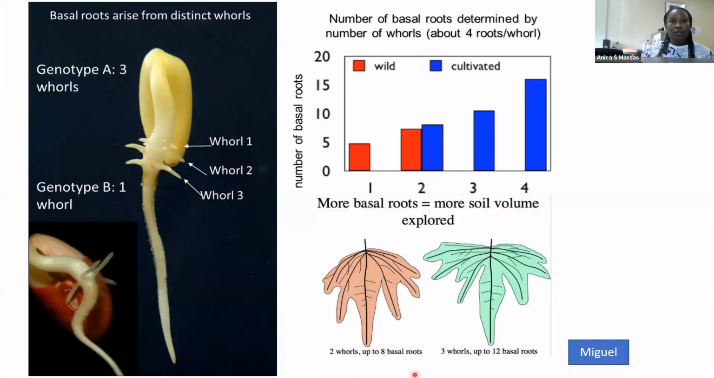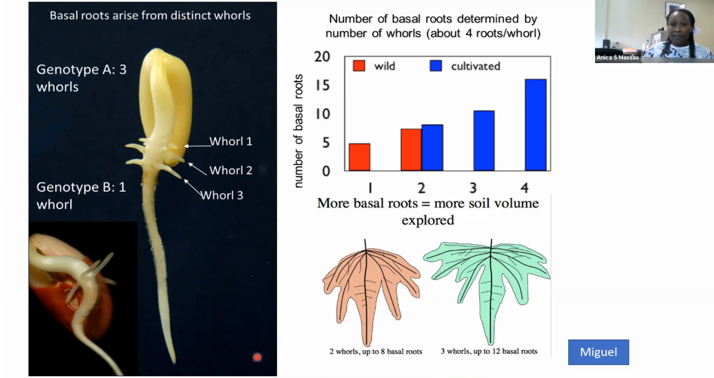Then we are talking about basal roots, and we need to know what a basal root is. Basal roots arise from different whorls, and each whorl has 1 to 4 basal roots. You can see in this picture that genotype A has 3 whorls, and each whorl is composed of 4 roots, while genotype B has only 1 whorl.